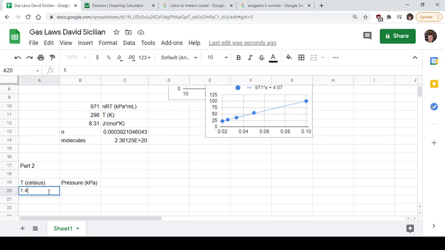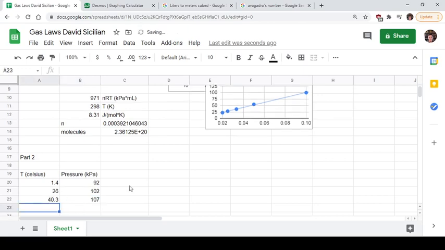The lowest temperature was 1.4 degrees Celsius, and at that temperature, a pressure of 92 kilopascals was recorded. The second lowest temperature was 26 degrees Celsius, and there 102 kilopascals was recorded. And the highest temperature was 40.3 degrees Celsius, and there a pressure of 107 kilopascals was recorded.